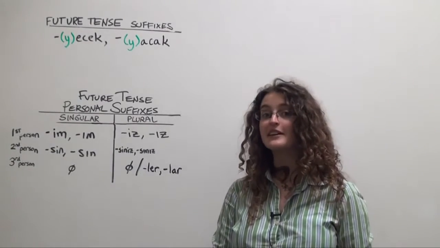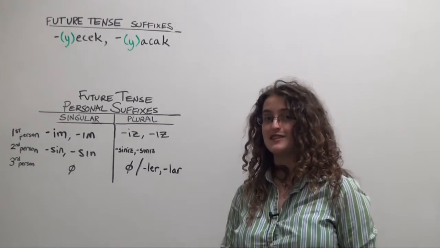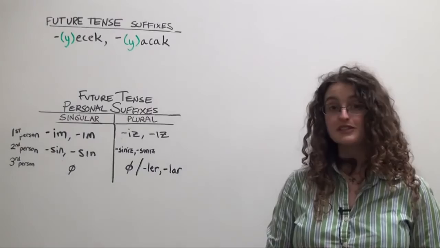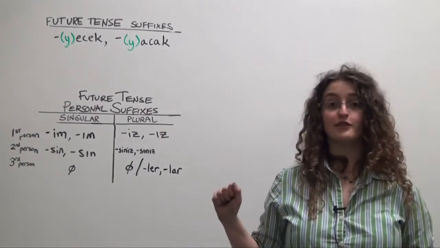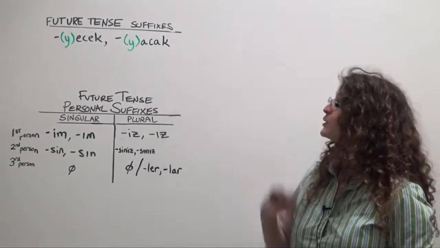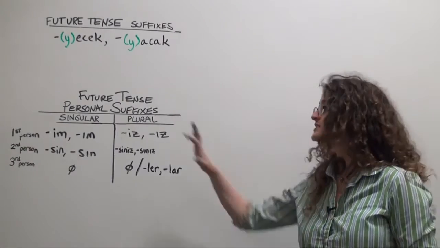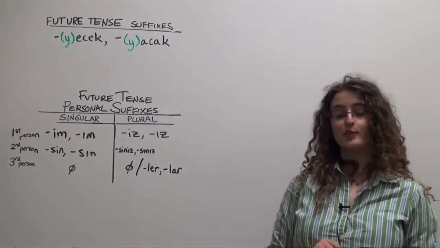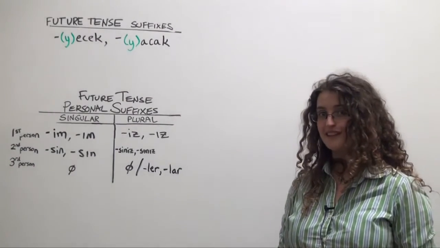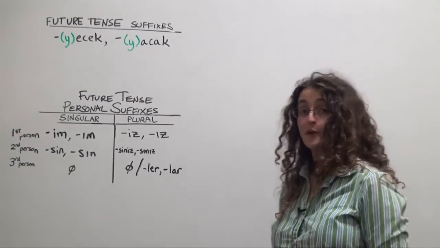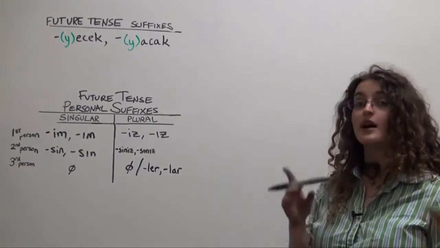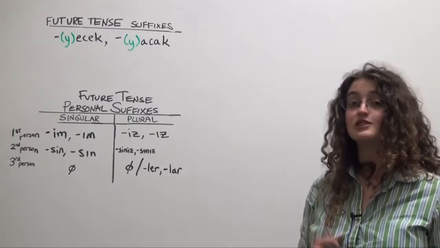Now I'm going to talk about how to form the future tense in Turkish. What we're going to do is start off with our verb stem, add the appropriate form of the future tense suffix, and then tack on the appropriate personal suffix. It's pretty simple. Let's see how it works. For our example verb, let's use gelmek, to come.